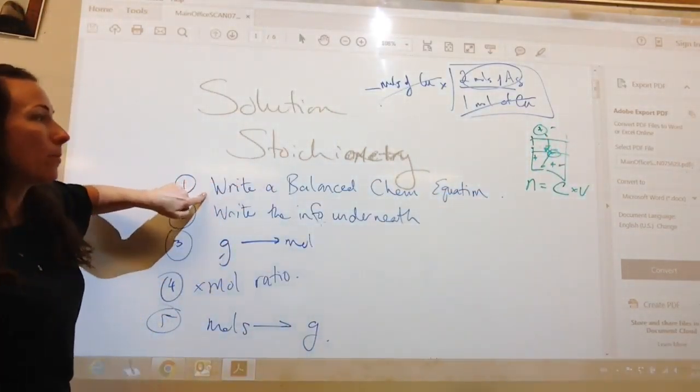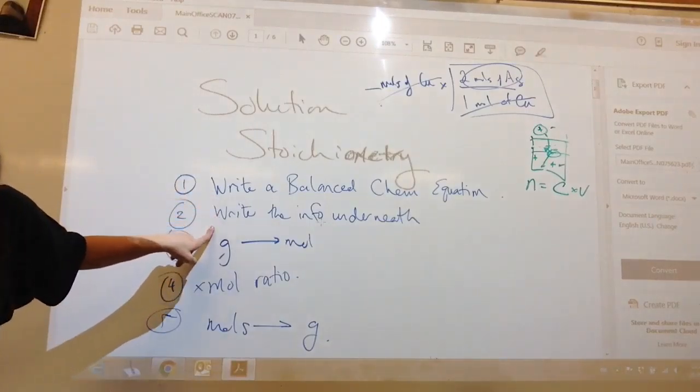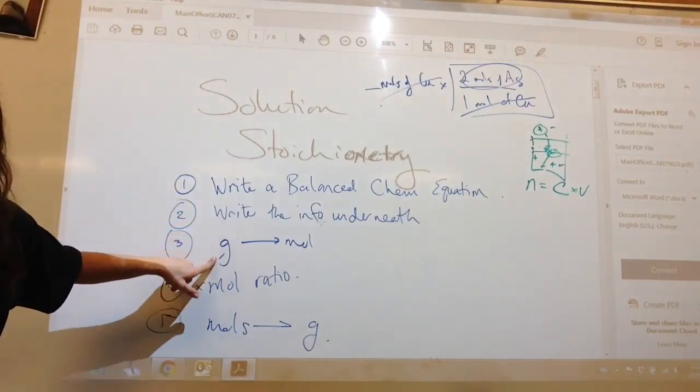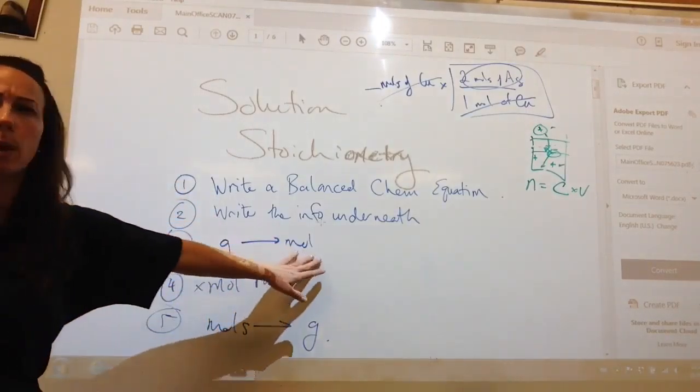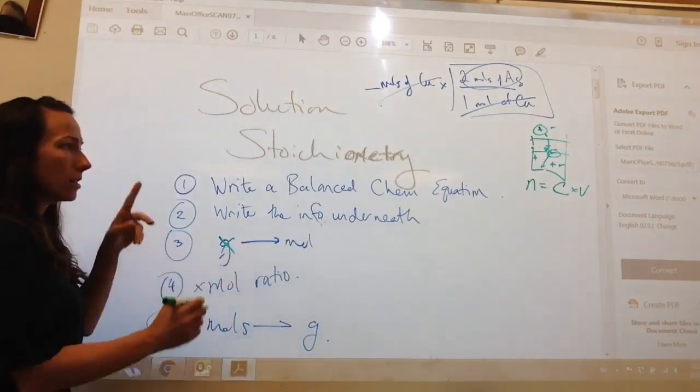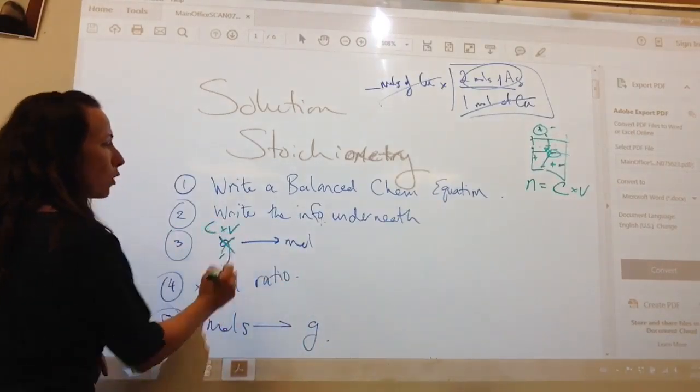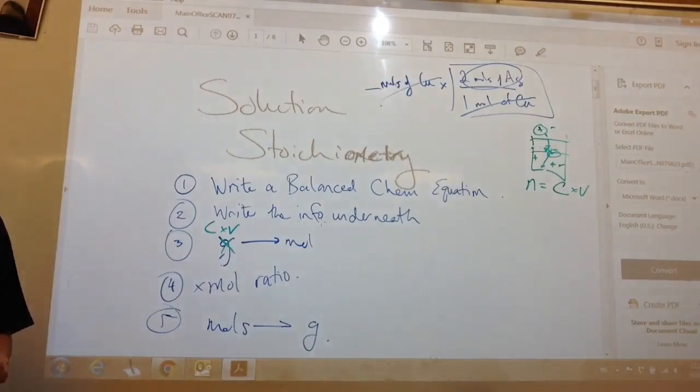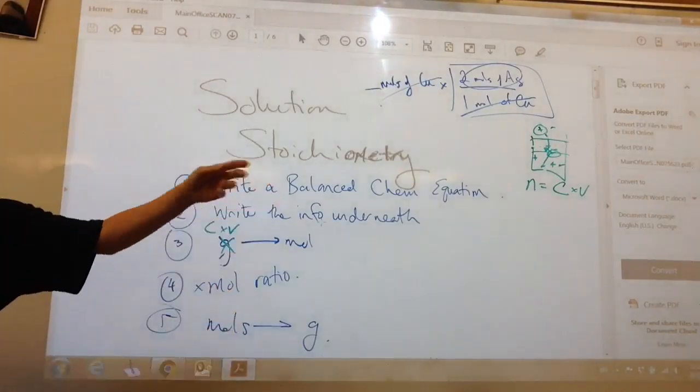So I'm still going to write a balanced chemical equation. I'm still going to put the information underneath, but this time, instead of going from my mass to my moles, I won't be given mass. I'll be given concentration and volume. And I'm going to use those two to convert to my moles.